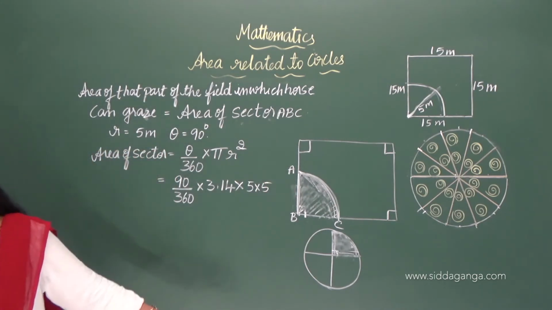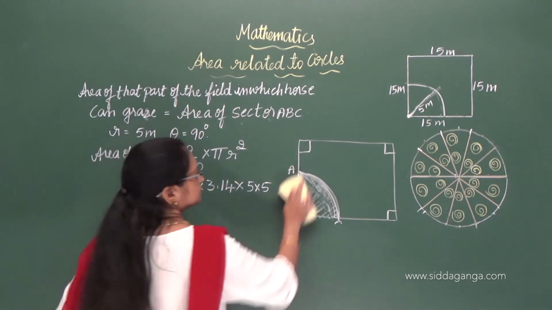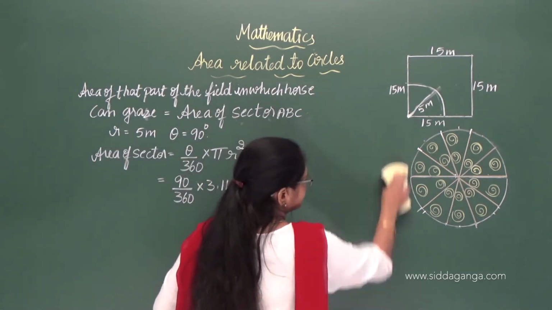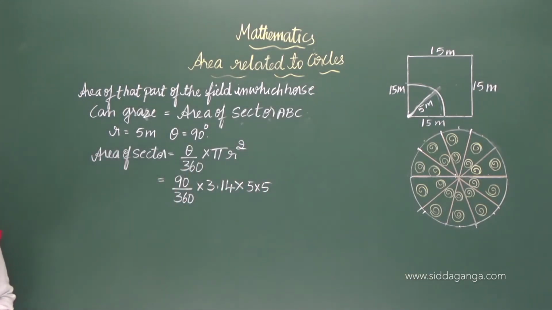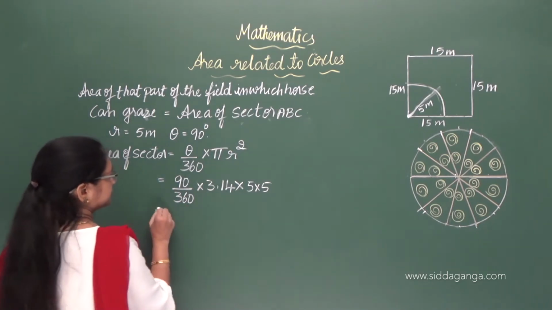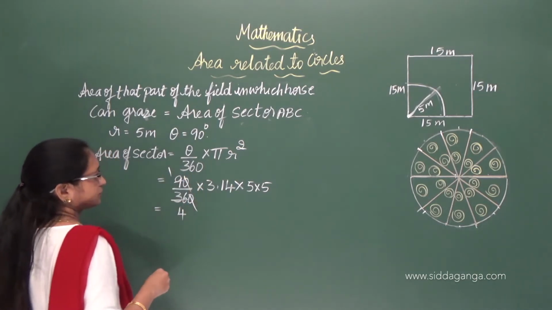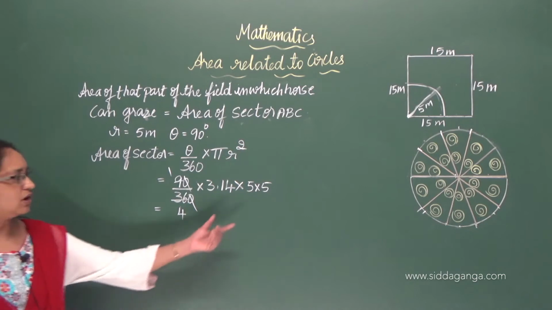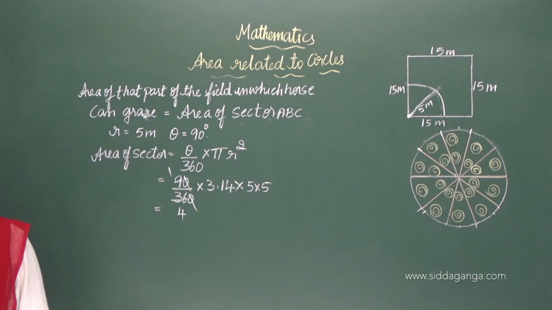Okay, so I am going to rub this. I hope you understood the diagram. Now let us find out. 0, 0 cancel, 9 ones are 9, 4 times 9 is 36, so it becomes one fourth. Now here 5 5s are 25 into 3.14.